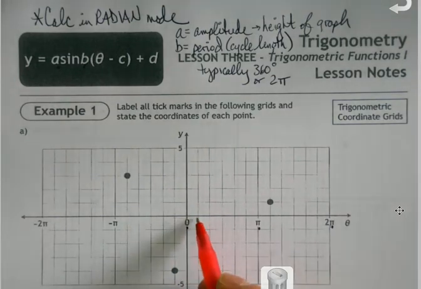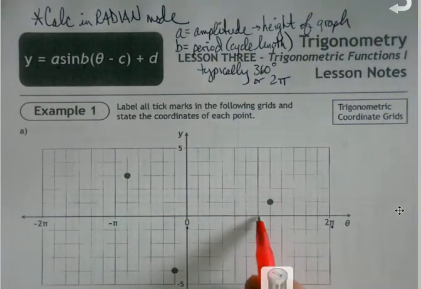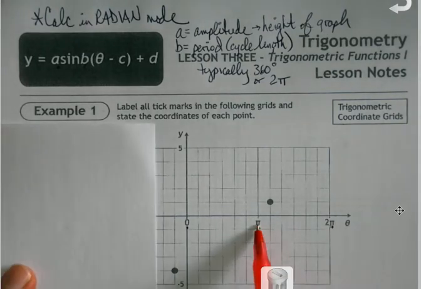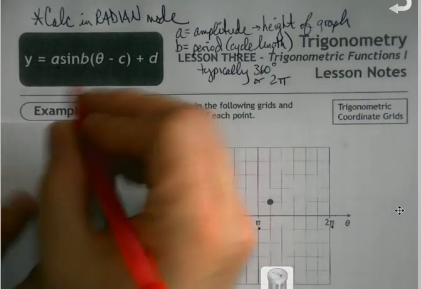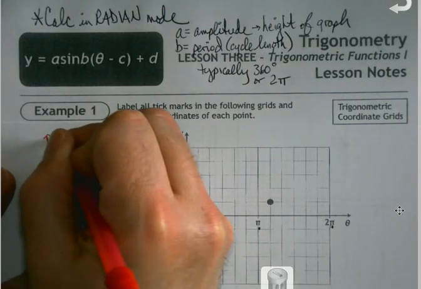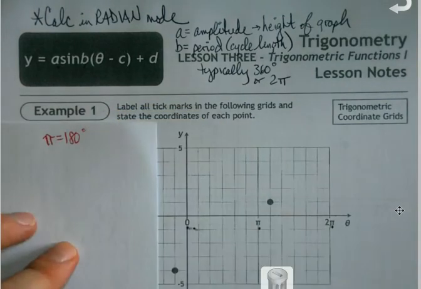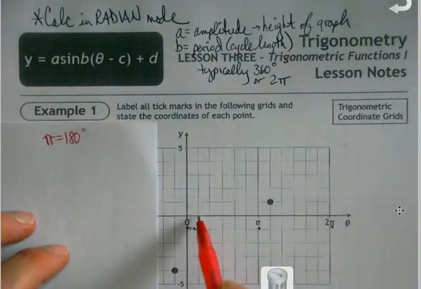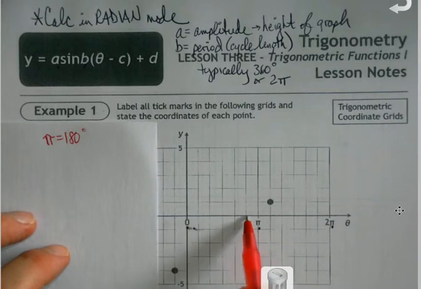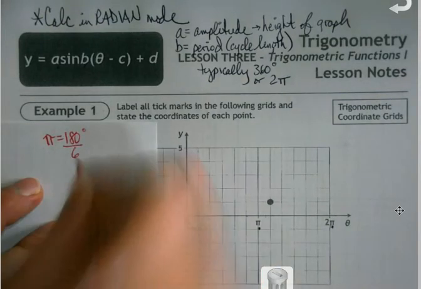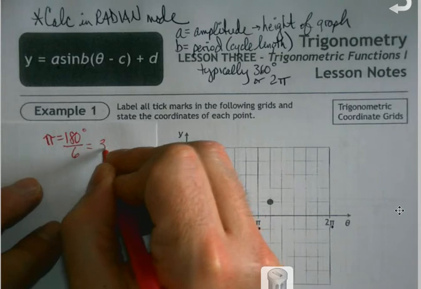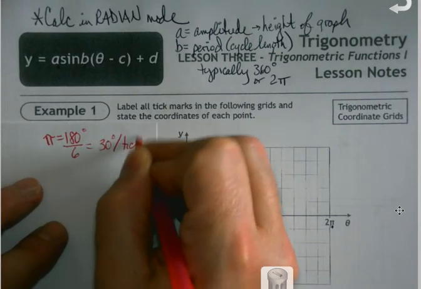And I notice there's 1, 2, 3, 4, 5. Okay, this is divided into 6 pieces. So let's think about this for a second. What did pi equal before as far as degrees went? If it's regular pi, yes, 180 degrees. So here, we know that pi is 180 degrees. We also know in this case, it's divided into 1, 2, 3, 4, 5, 6 parts. So in this case, it's 30 degrees per tick mark.